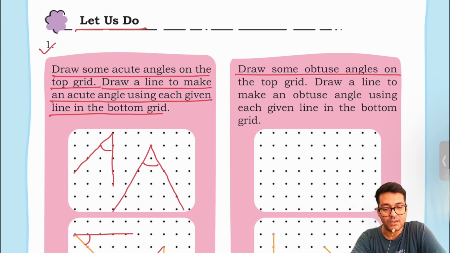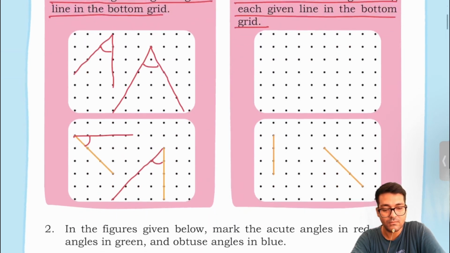Draw some obtuse angles on the top grid. Draw a line to make an obtuse angle using each given line in the bottom grid. You can draw like this. That is an angle more than right angle.